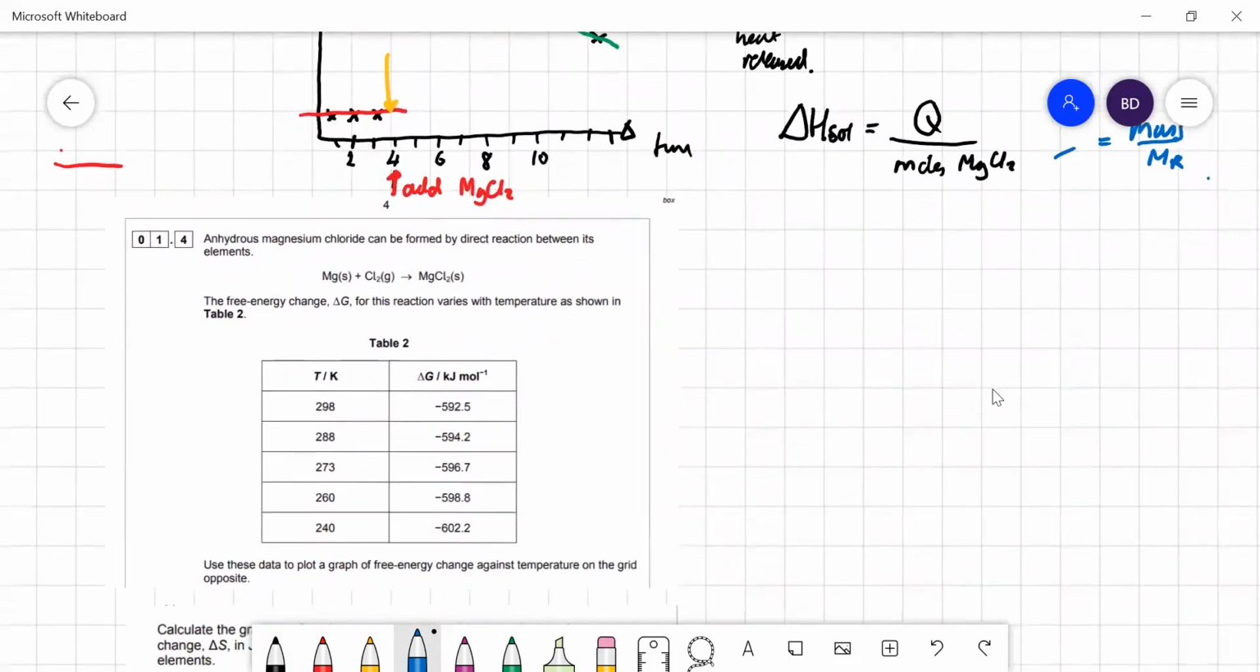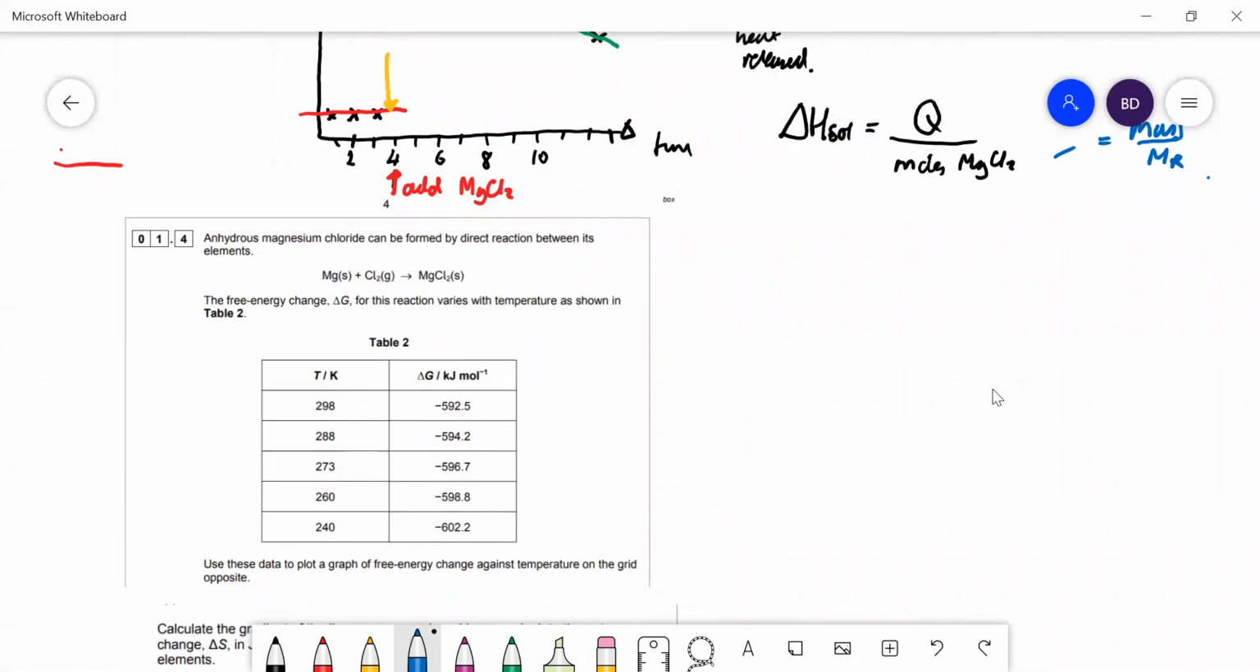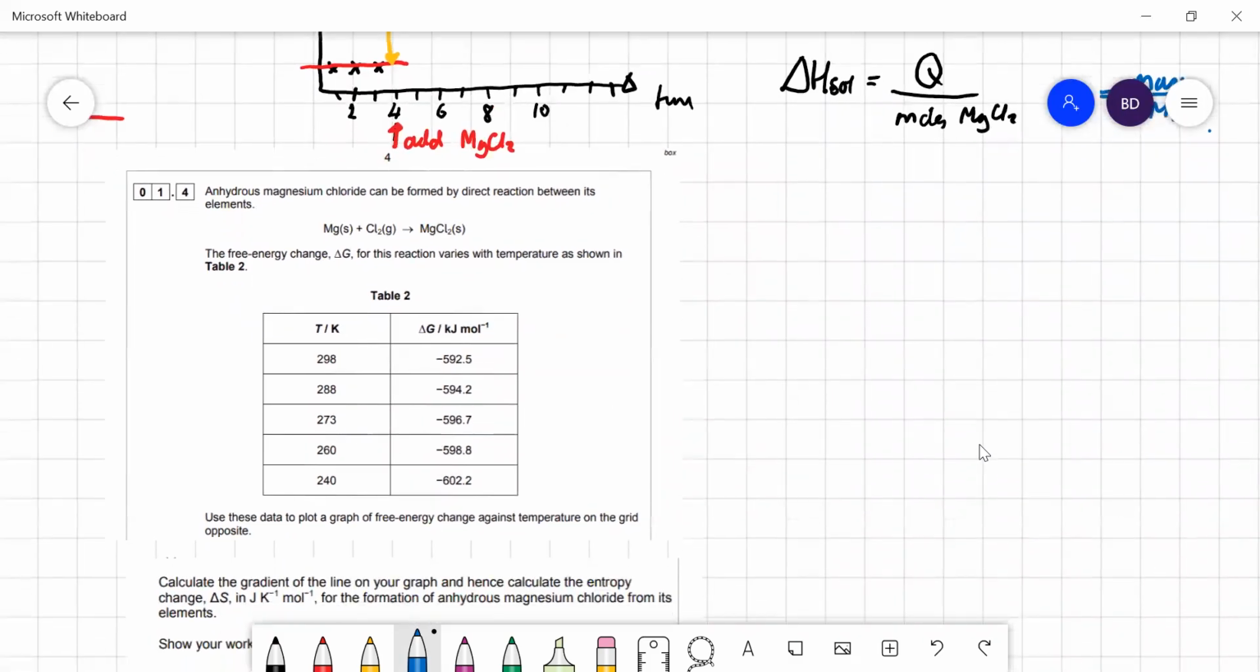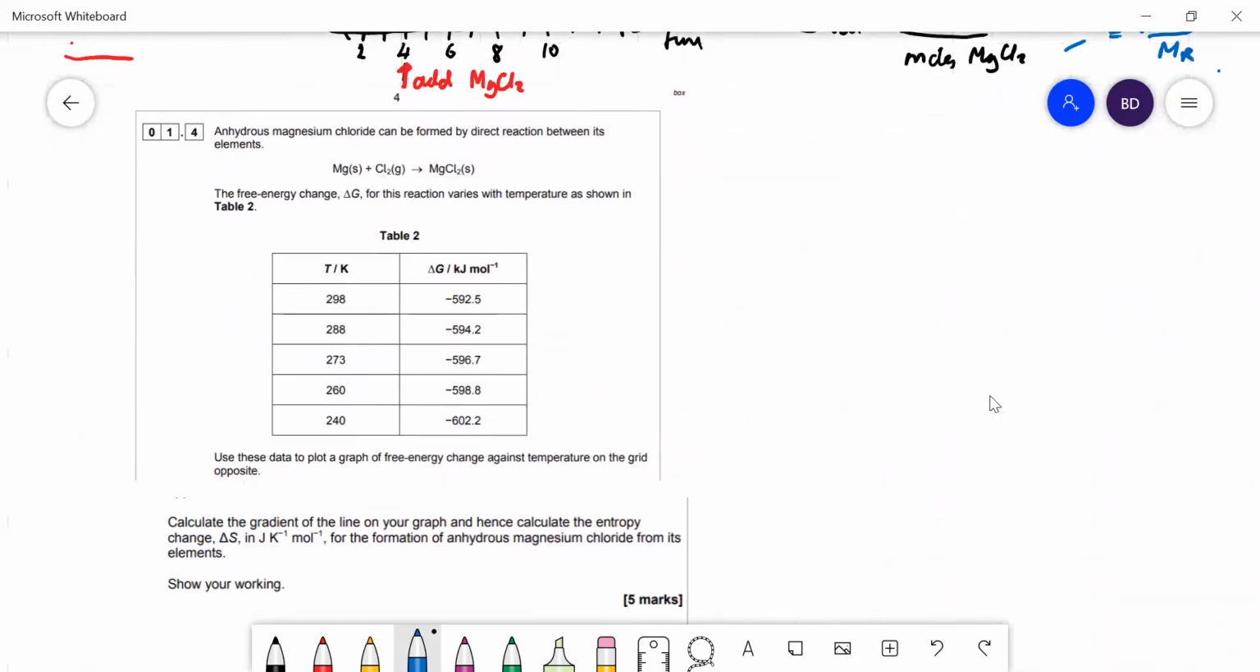Right. Anhydrous magnesium chloride can be formed by a direct reaction between its elements. Magnesium and chlorine goes to MgCl2. Okay, the free energy change delta G for this reaction varies with temperature as shown there. We're going to use this data to plot a graph, and then the question says you're going to work out the gradient of the graph to work out the entropy change. Well, let's just go through the theory of that before we plot the graph.